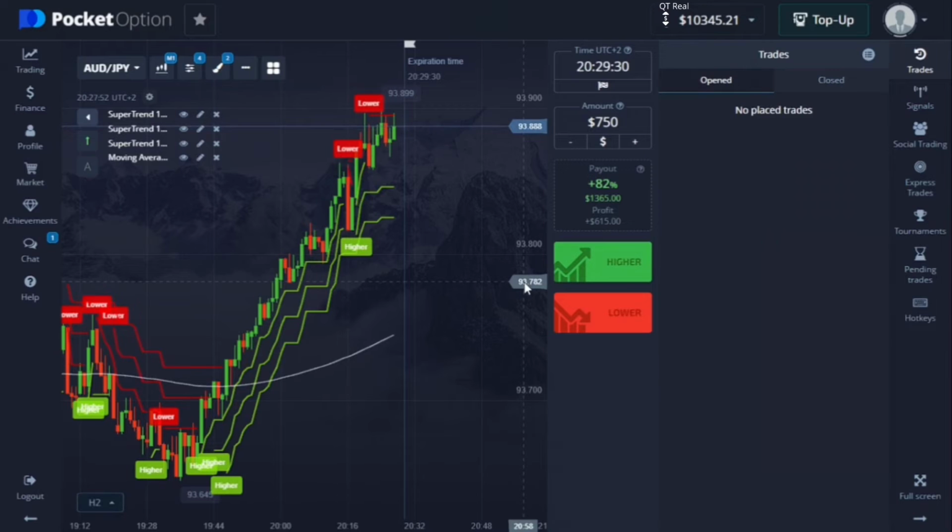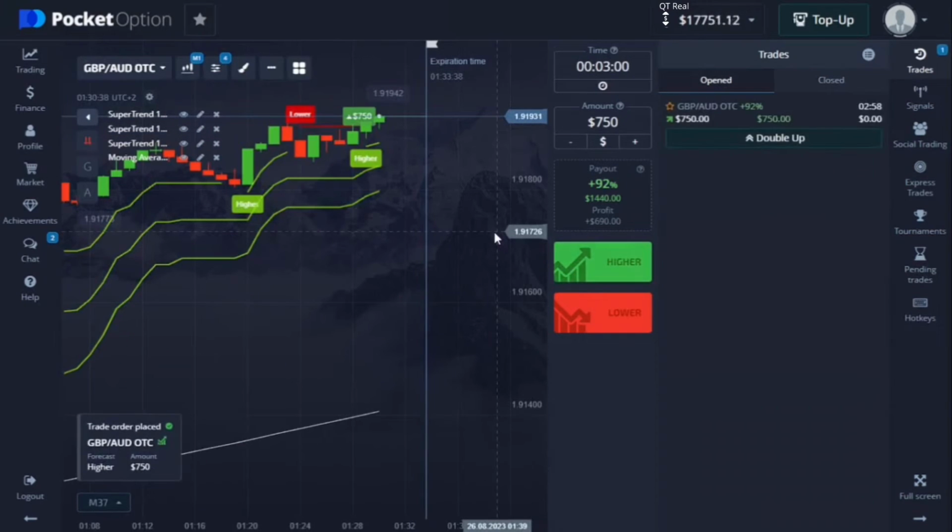So for those of you that still seem unsure, what I'm going to do is get into a couple of live trades and show you guys how I would trade this strategy. So sit back, relax, and enjoy.